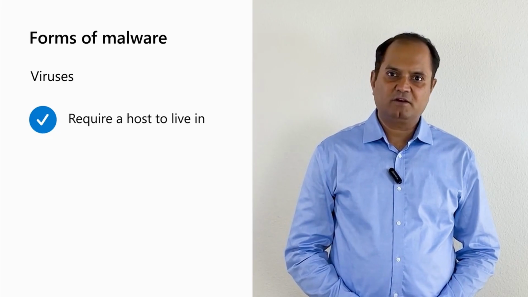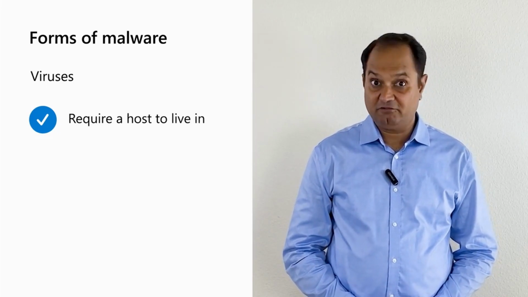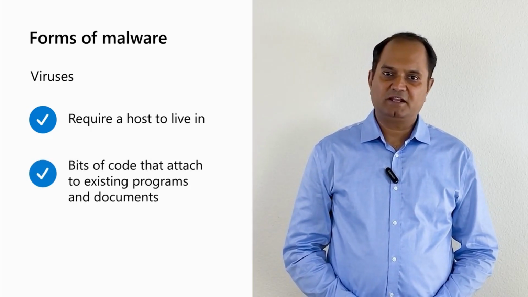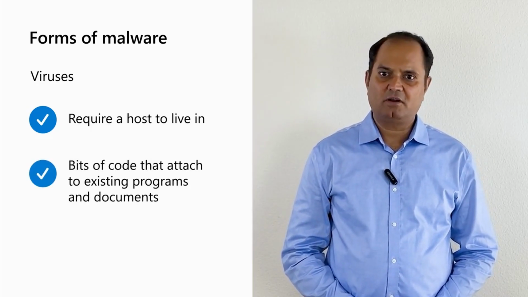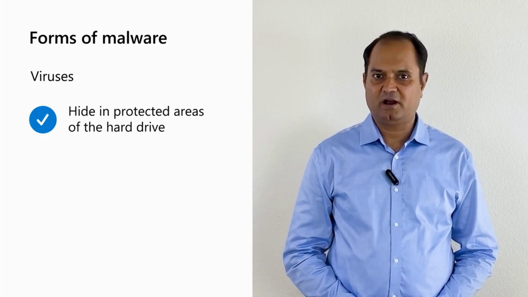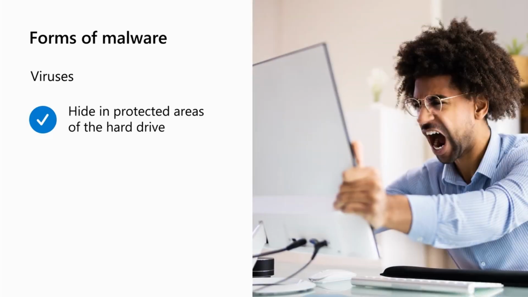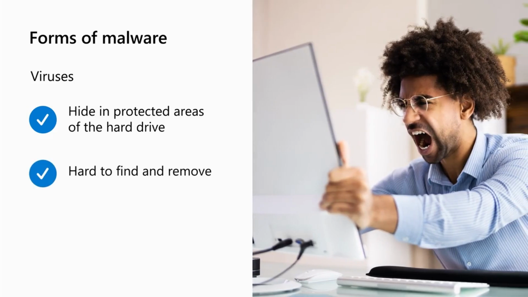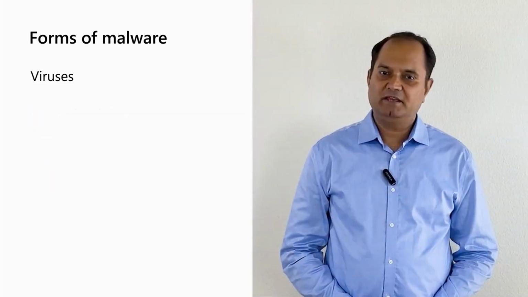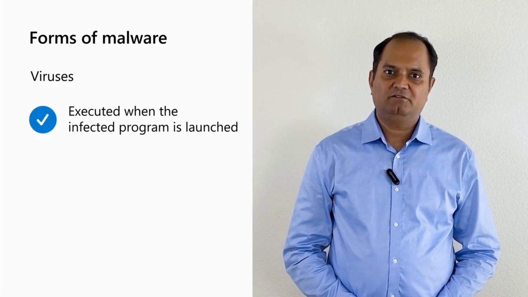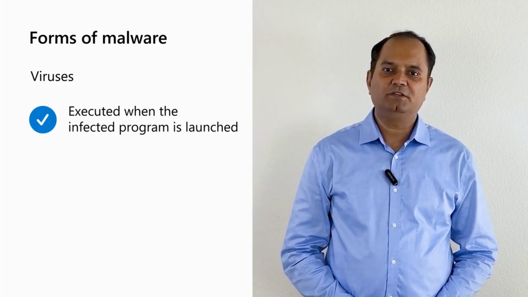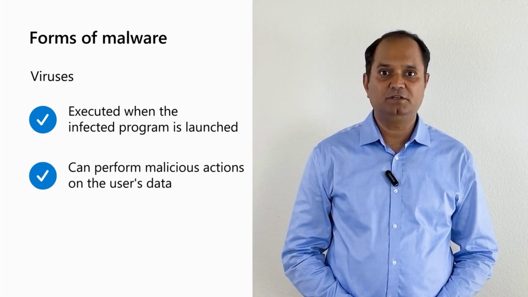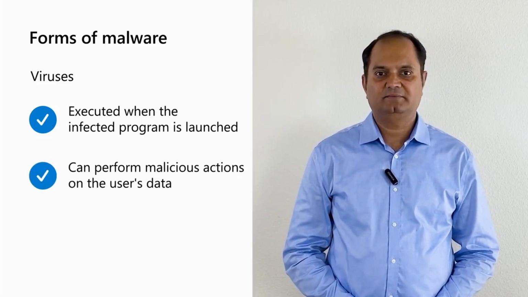A computer virus requires a host to live in, like a live virus. Viruses are bits of code that attach to existing programs and documents or hide in protected areas of your hard drive, like the boot sector. Because they are hidden in protected areas, they can be hard to find and remove. When the infected program is launched, the virus is executed, often without the user noticing anything. It can then perform malicious actions on the user's data or other files.